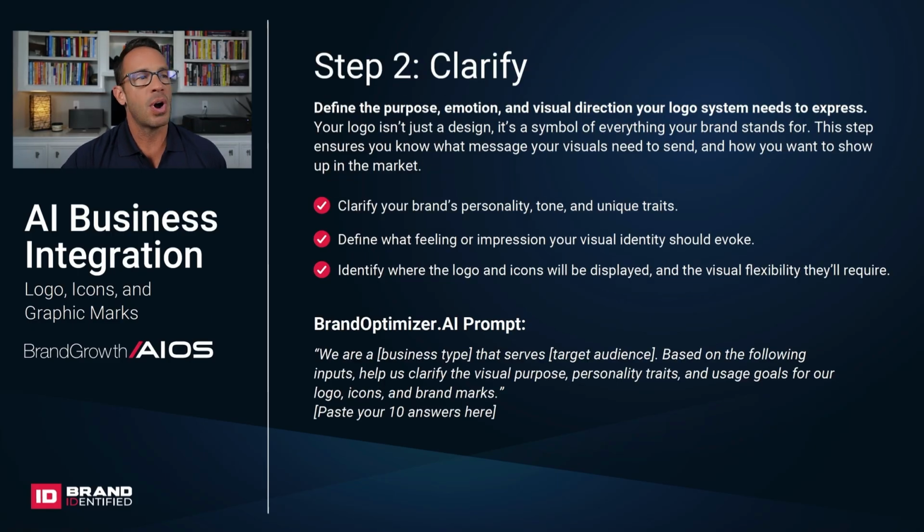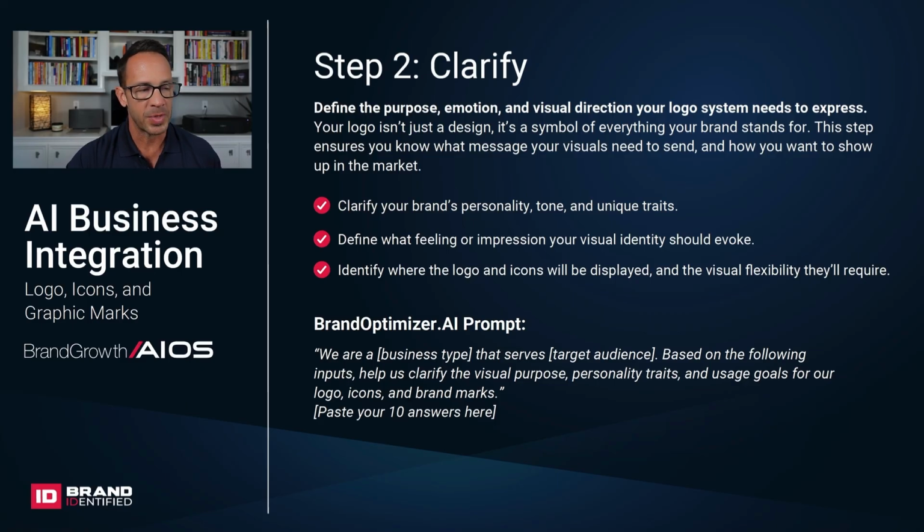Step number 2 of this framework is to clarify. Define the purpose, the emotion, and the visual direction that your logo system needs to express. Your logo isn't just design, it's a symbol of everything that your brand stands for. This step ensures that you know what message your visuals need to send and how you want to show up in the market. So you're going to want to clarify your brand's personality, its tone, and its unique traits. You want to define what feeling or impression your visual identity should evoke. And then you want to identify where the logo and the icons will be displayed and the visual flexibility that they will require.